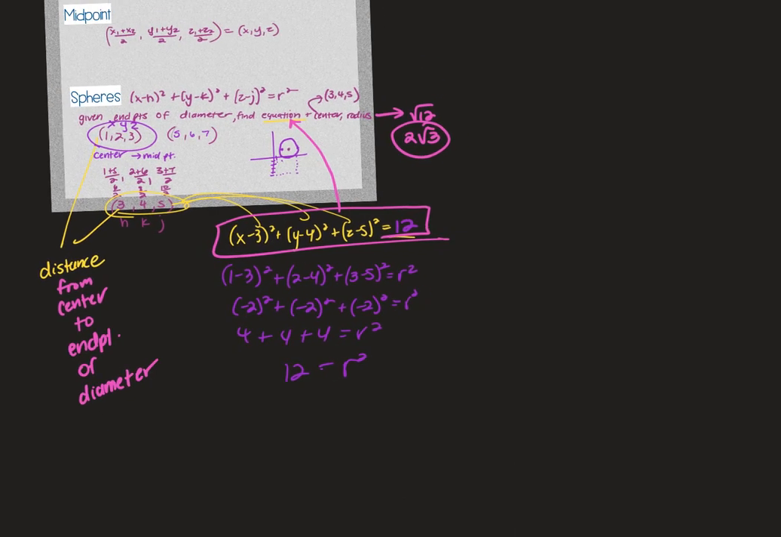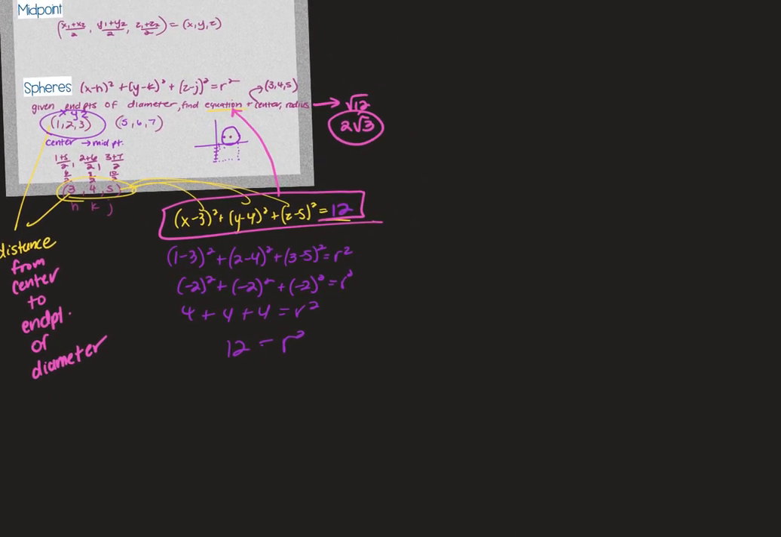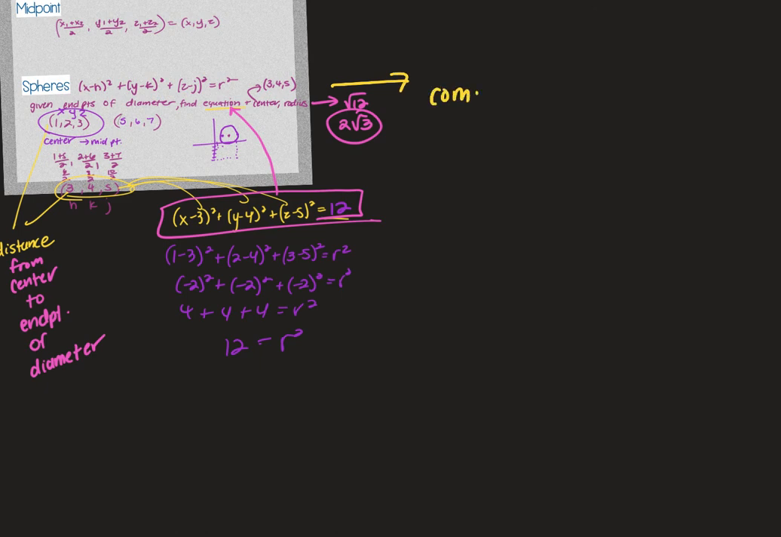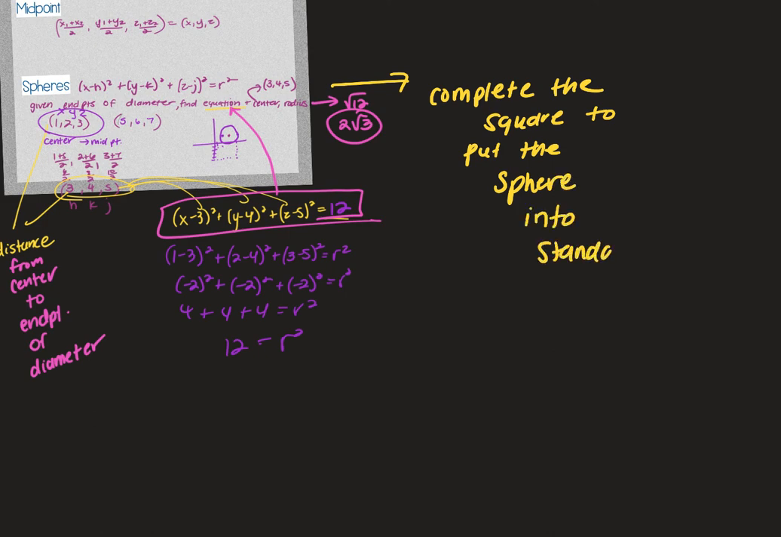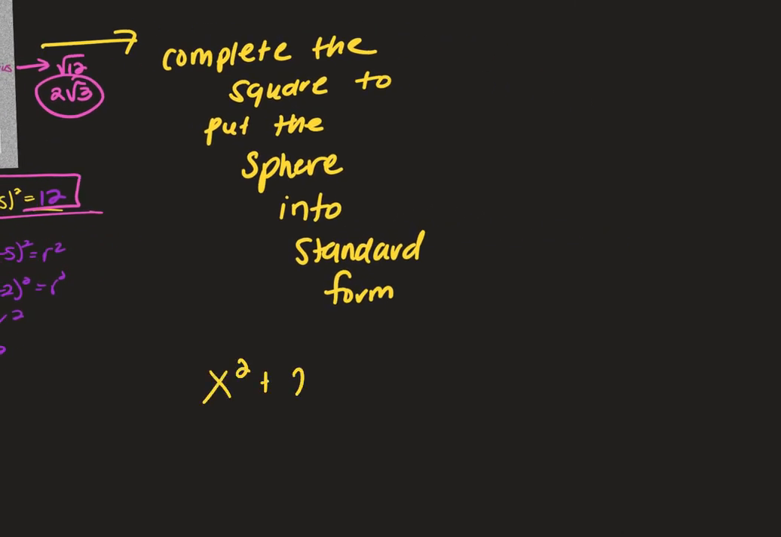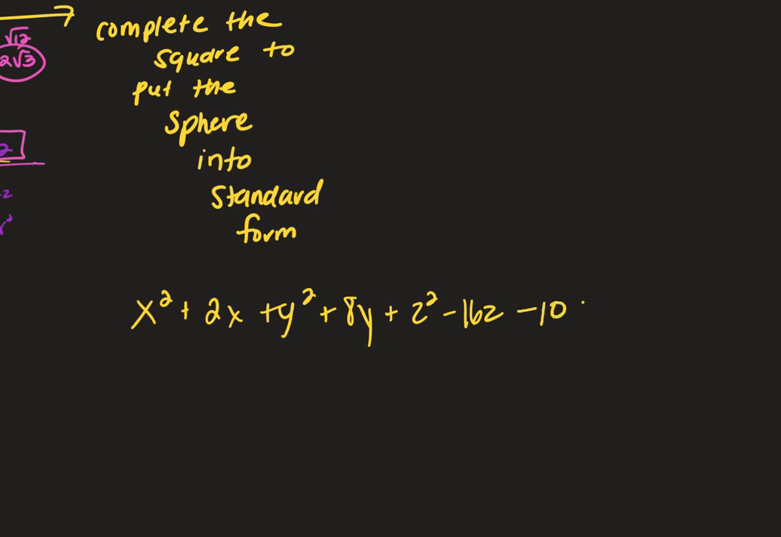Then the last thing as far as the spheres go is completing the square. You're going to have to complete the square to put the sphere into standard form. That's on the review too, but it would be something like x squared plus 2x plus y squared plus, I don't know, 8y plus z squared minus 16z minus 10 equals 0.